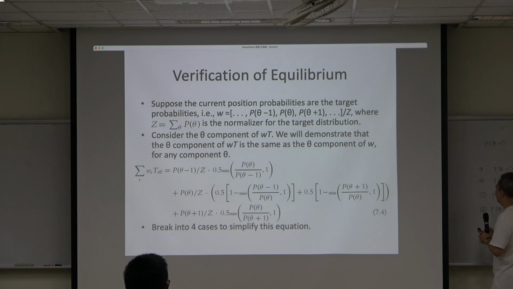Obviously you can see that case 1 and case 3 are similar, in the sense that there's a total order. And case 2 and case 4 are also similar in some sense, because in case 2, P of theta is the largest, and in case 4, P of theta is the smallest. So instead of going through all four cases, let's just focus on two of them: the first case and the second case. The third and fourth cases you can do by yourself.